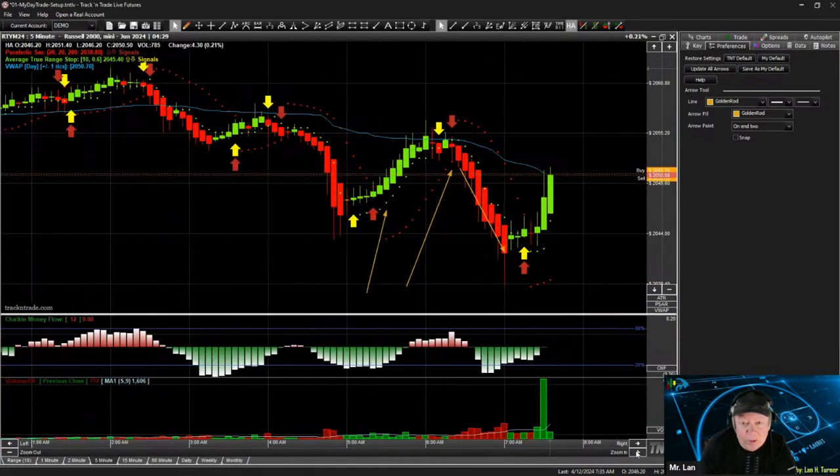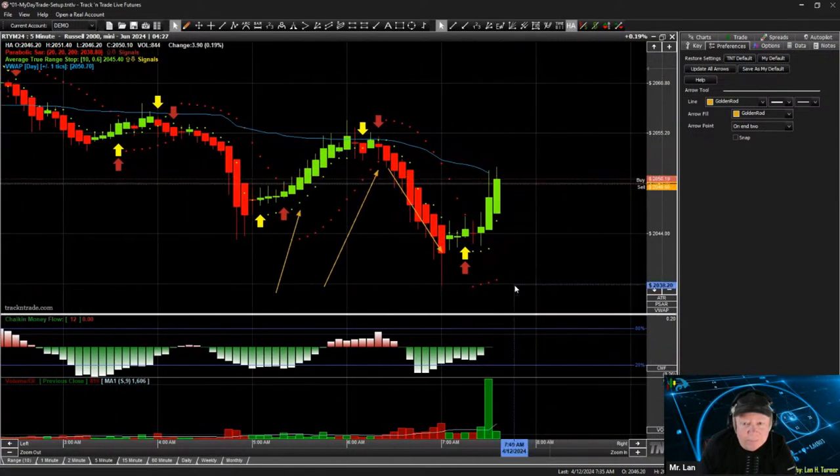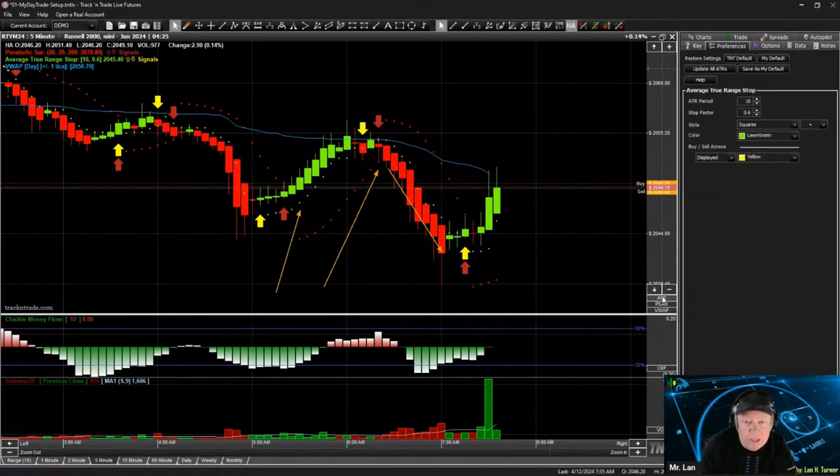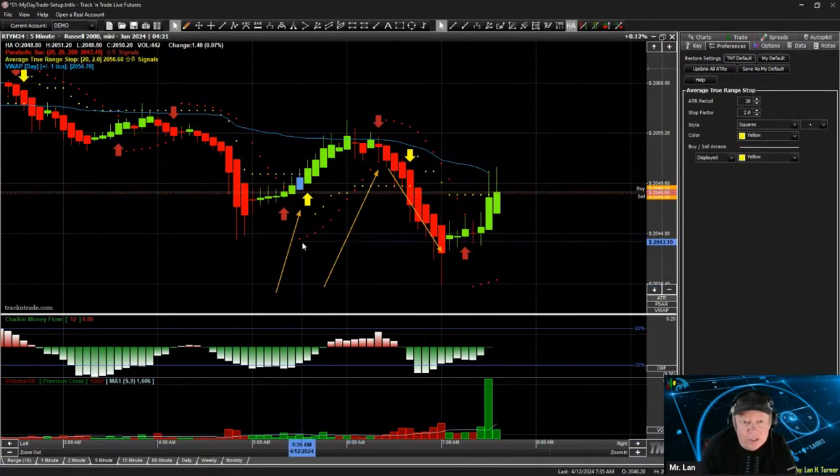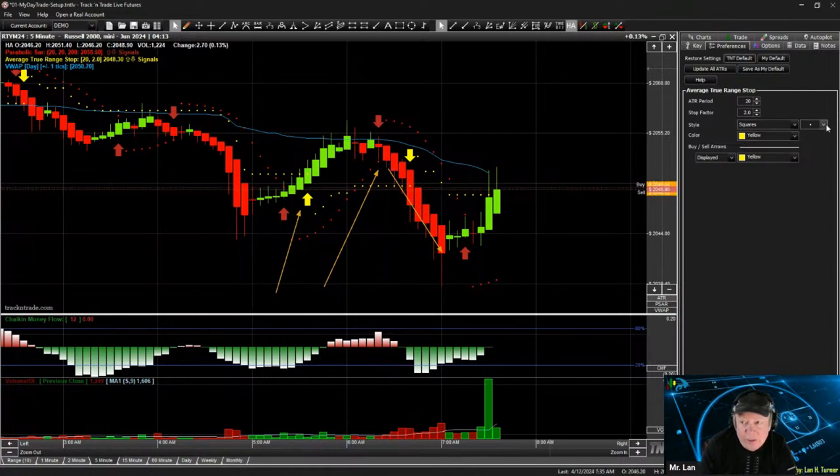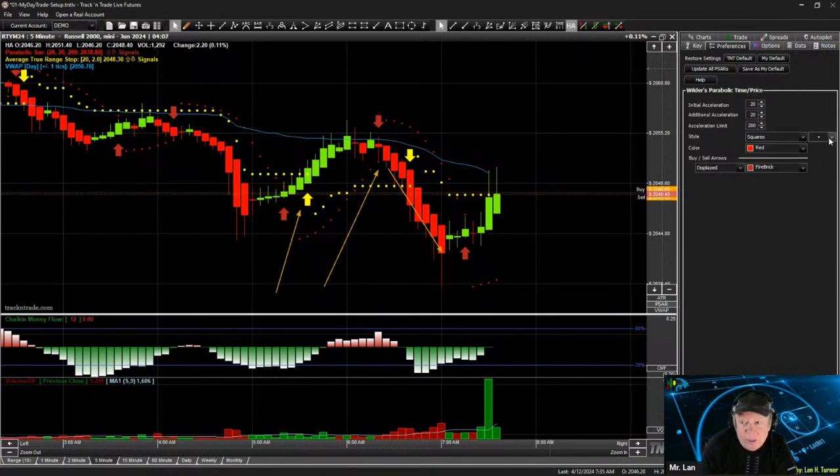So let's come in here and blow this chart up a little bit so you can see it. Come over here to the ATR, and if you go to the TNT defaults, you can see his settings are a little bit less aggressive. So what he does is sets it at 20 and 2 as his default, and then he uses it as a less aggressive indicator. I'm going to make those dots just a little bit bigger for you so you can see them. Let's go over to the parabolic SAR. We'll make them a little bit bigger here. We'll make them smaller when we go back to the smaller window.